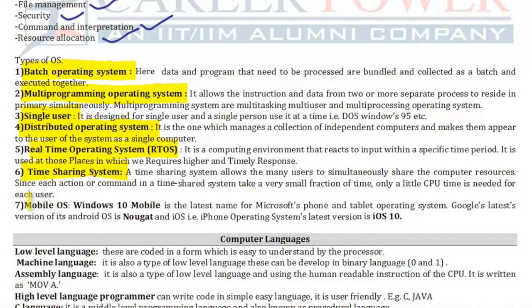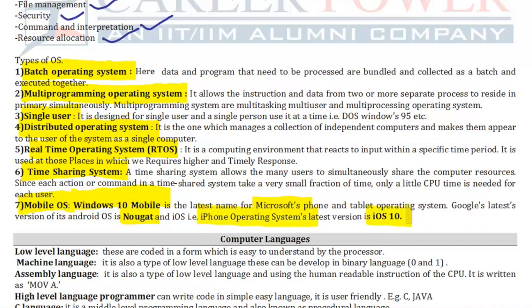The next type is very common or familiar with all of you, mobile operating system. Mobile operating system is operating system customized to run on mobile and tablets. Now let us see some important mobile operating system. Windows 10 Mobile is the latest name for Microsoft's phone and tablet operating system, and Google's latest version of Android is Nougat, and iOS, that is iPhone operating system's latest version is iOS 10.